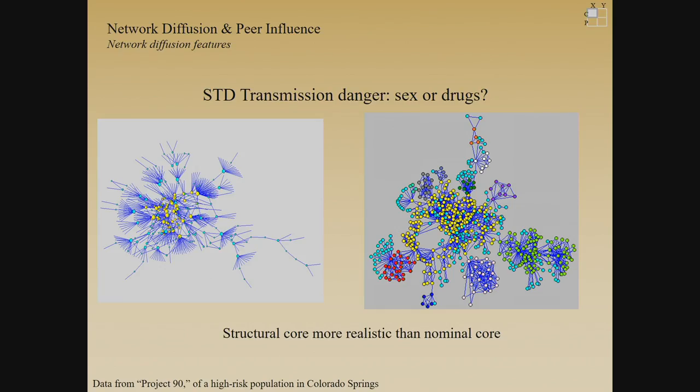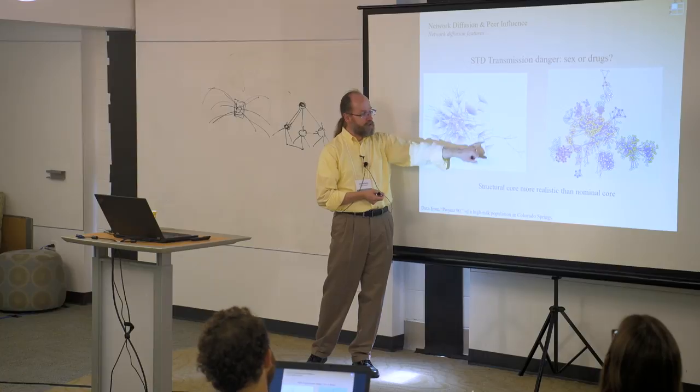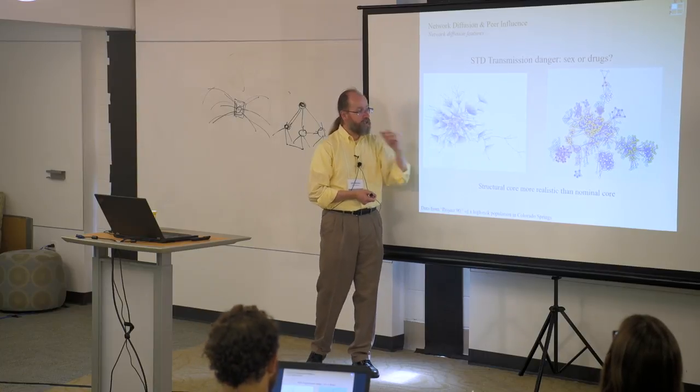And so this is from Colorado Springs. This is the data that John Potterat and colleagues collected. So we have two networks here. On your left is a sexual contact network. On your right is a needle exchange network. And so what we see is that the sexual network has a hub and spoke-like structure at the periphery. That is, you have commercial sex workers. They have johns. Those johns have no connections with each other.